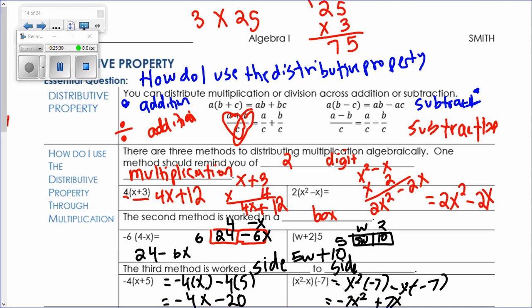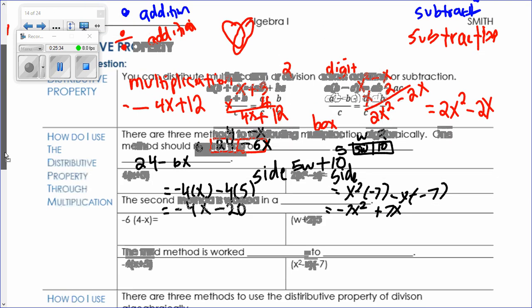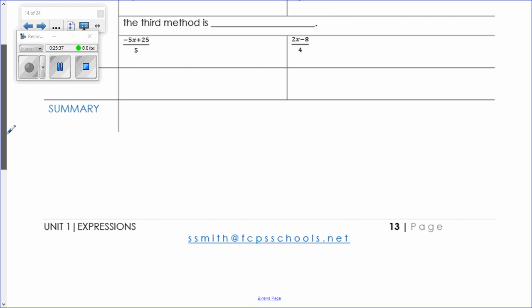So, summary of this, summary of these notes. We're not quite ready there. Sorry, I got ahead of myself a little bit.